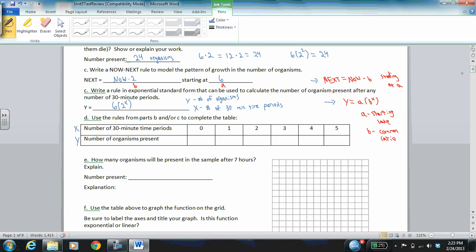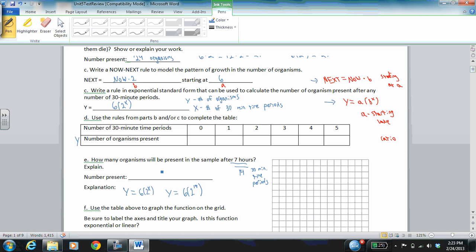How many organisms will be present in the sample after 7 hours? Well, let's just use our rule. y equals 6 times 2 to the x. So in this specific case, y equals 6 times 2 to the 7th, right? No, that's not right, because x represents the number of 30-minute time periods. So 7 hours is how many 30-minute time periods? Well, that's 14 30-minute time periods, because each hour is 2 30-minute time periods. So we actually have to do 6 times 2 to the 14th power.